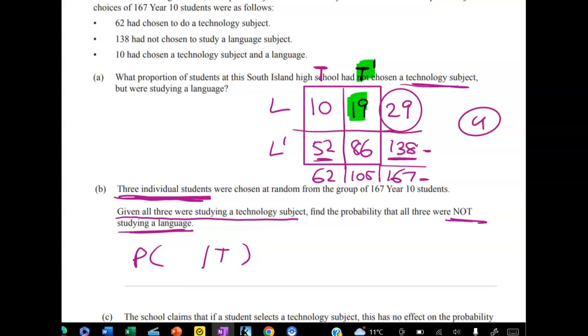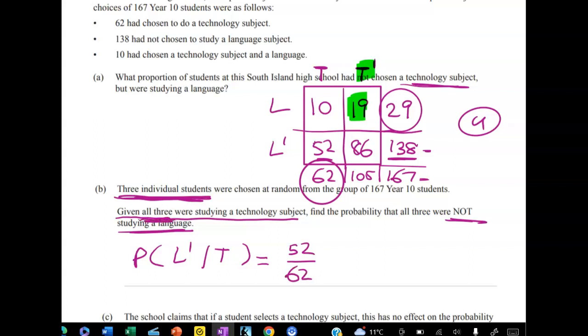I'm only interested in the ones who were doing tech, which means I'm just interested in having 62 names in my frequently used probability hat, right? So the bottom number here is going to be 62. And we want to know what's the probability that student was not taking a language. So for the first student, it's going to be 52 out of 62.